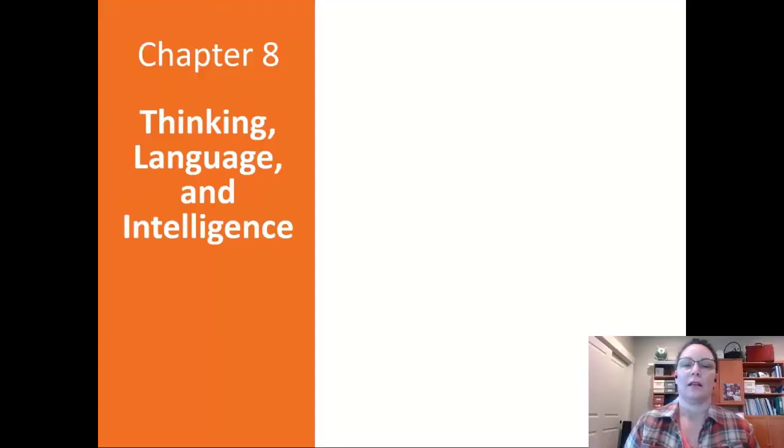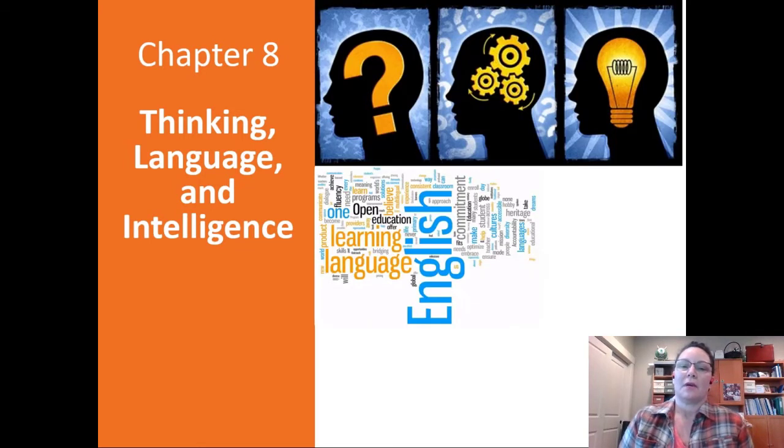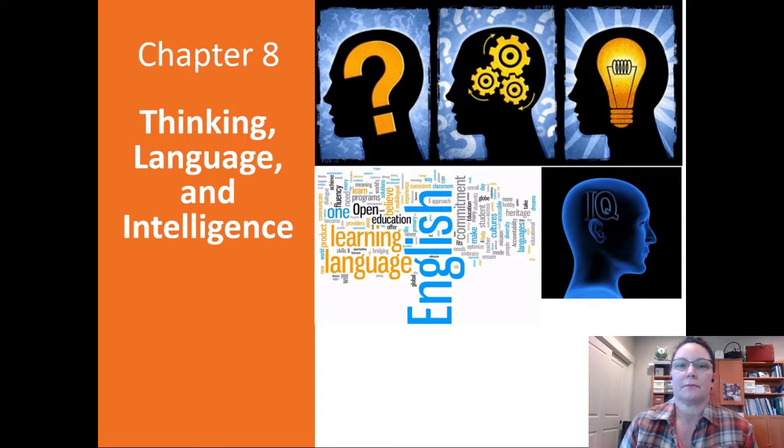Welcome back. In this segment, we're going to be talking about thinking, language, and intelligence in our text. That would be Chapter 8. So the main topics, thinking, that seems like it speaks for itself, but there's a lot of detail to talk about with regard to how we think and make decisions.